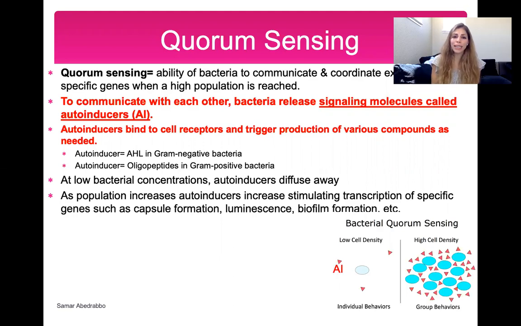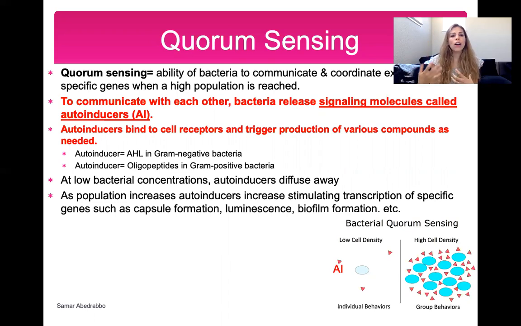And the way they communicate with each other is by releasing signaling molecules. And we call these signaling molecules autoinducers. I want everyone to know that an autoinducer is a signaling molecule. What happens is you have a lot of bacteria, they release these signaling molecules called autoinducers in their environment. And then autoinducers will go to bind to other cell receptors, and they'll turn on the expression of certain genes.